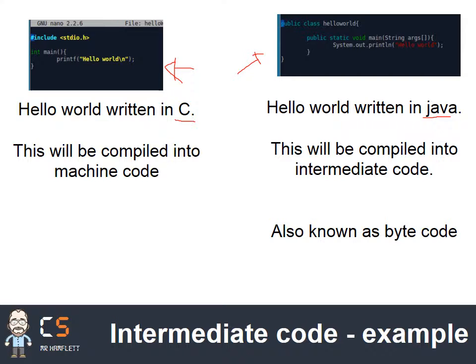Java is a classic programming language which is both compiled and interpreted, and it uses intermediate code. In Java speak, we call the intermediate code bytecode. So if you did some research on this, you'll probably see the term bytecode used instead of intermediate code, but it is, in a sense, intermediate.